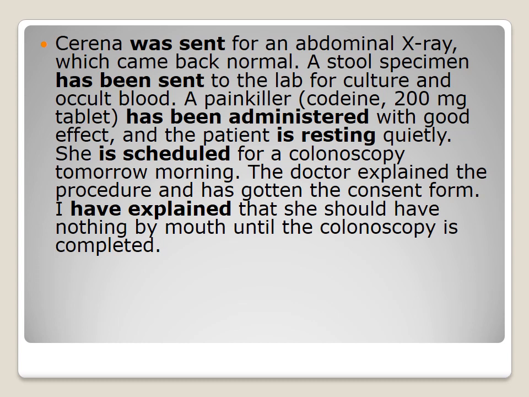Similarly, with the painkiller, we could say it was administered, but Serena's sleeping now, so the effects of the painkiller are still being felt. Therefore, has been administered, that is the present perfect, is more precise than was administered, that is the simple past. Present perfect is also used for the explanation. The nurse explained the procedure, but the procedure hasn't happened yet, so the explanation is still relevant in the present. And what's happening now? She's resting, and that's the present continuous.